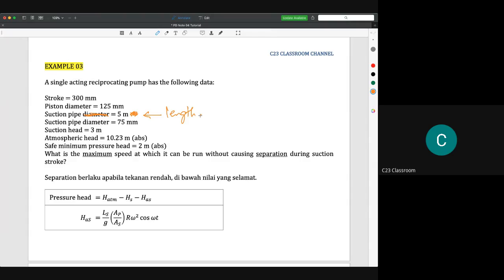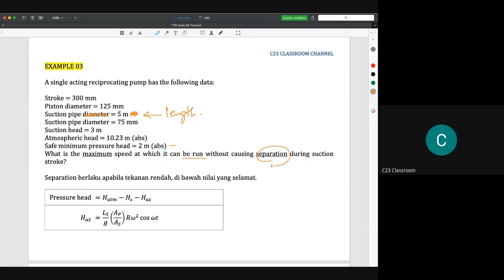And then suction head is 3 meters, atmospheric head 10.23 meters absolute, and safe minimum head is 2 meters absolute. What is the maximum speed at which it can be run without causing any separation during suction stroke?